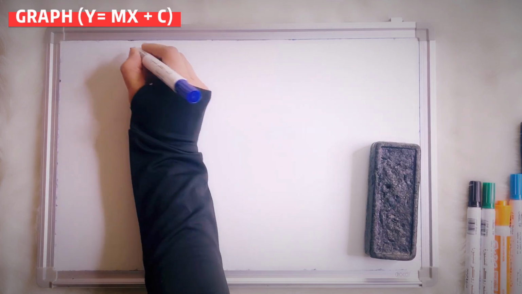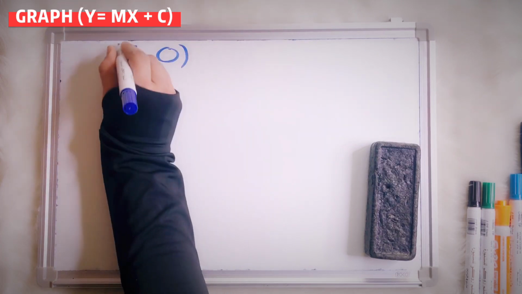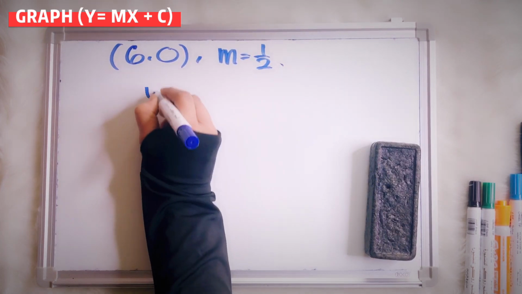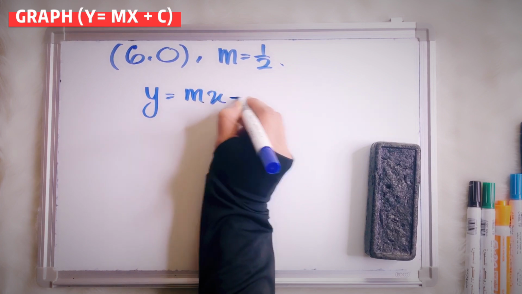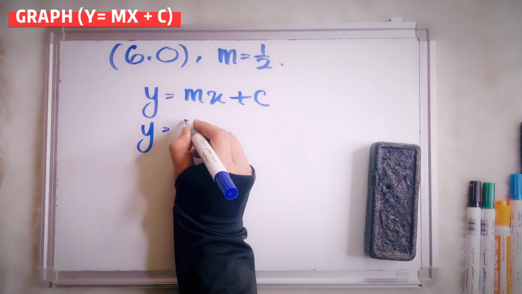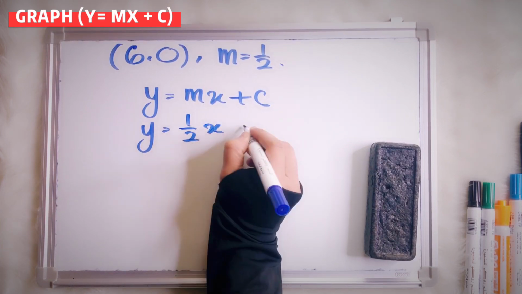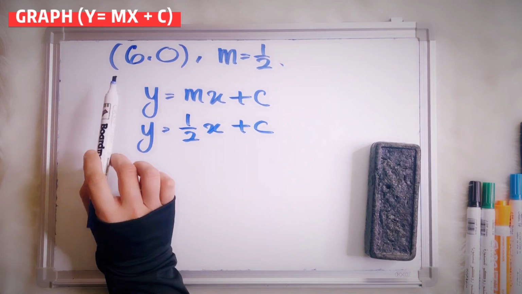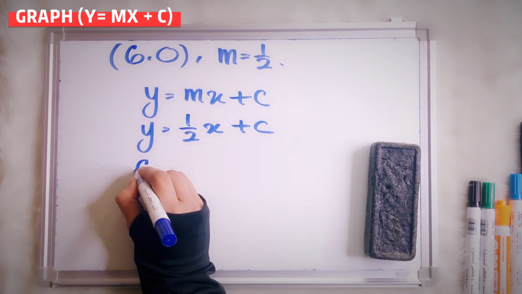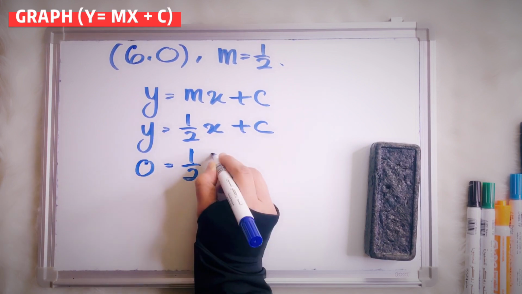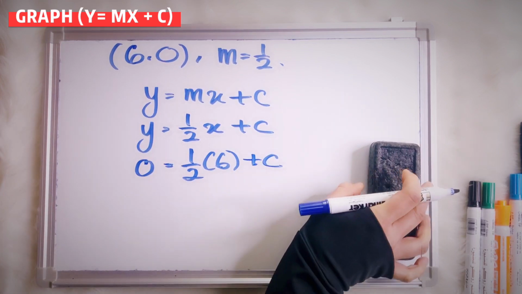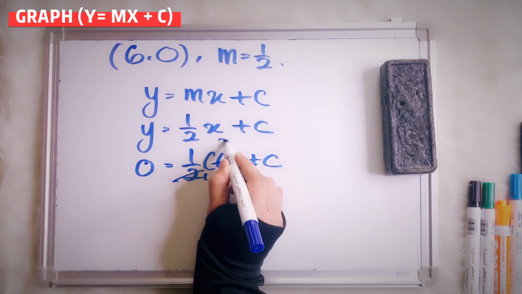Now next. Let's say your coordinate here is (6, 0) and your gradient equals 1 over 2. y equals mx plus c. Substitute the m value first: 1 over 2 x plus c. Now substitute the coordinate inside the equation. So your y is 0 equals 1 over 2 multiplied with 6, because the value for x is 6, plus c. So that means here is 3, correct?